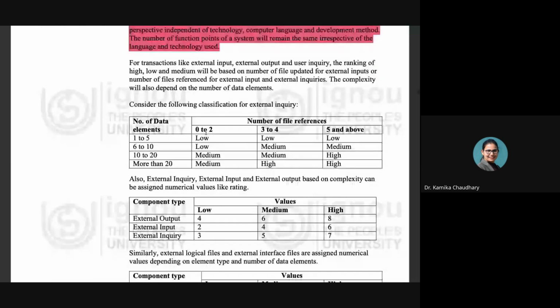In this table, in the column, we have the number of data elements. In the next column, we have the number of file references: 0 to 2, 3 to 4, and 5 and above. These are the values used for the number of file references. So for data elements from 1 to 5, the file references are low in the case of 0 to 2. In the case of 3 to 4, the file references are again low. And in the case of file references 5 and above, it is again low. Then for data elements 6 to 10, the 0 to 2 file references fall into the category of low, then medium, and so on, right?